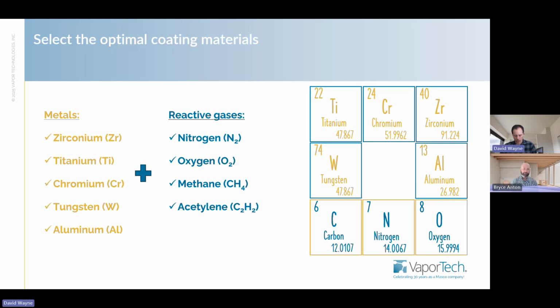So, Bryce, one question: in a particular application, if a customer has a coating that exists already, is it possible to reverse engineer, or how would you go about that?